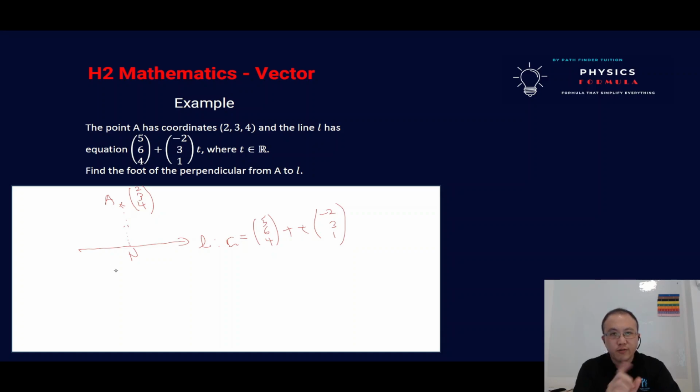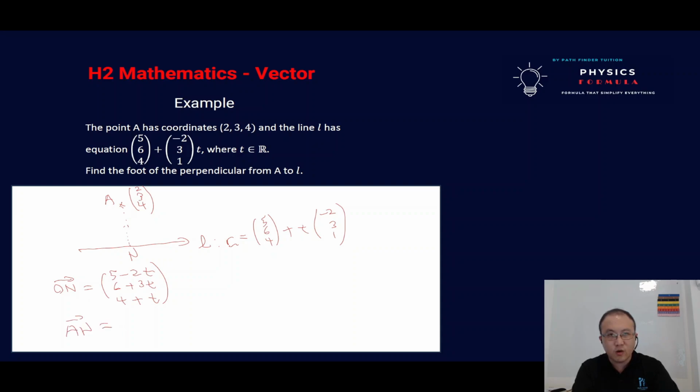Remember, the first thing you need to do is write down an expression for ON, the position vector of N. So ON should be equal to 5 minus 2t, 6 plus 3t, and 4 plus t. It is on the line, so it should have the same equation as the line itself. So this is ON. Next we're going to find AN. This is the second step.